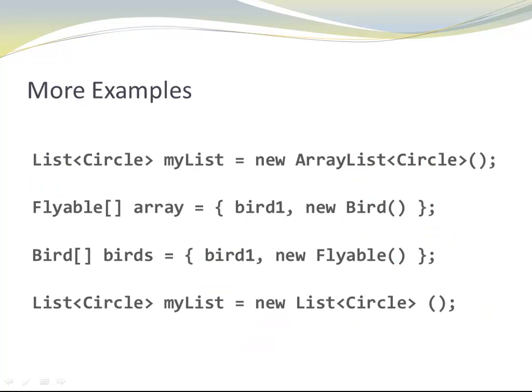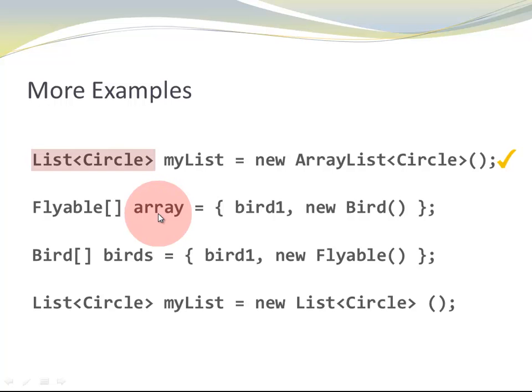Let's look at some more examples. Let's say the first line. Here I have a variable myList. It's of type List of Circles, and I assign it a new ArrayList. List of Circle is an interface type. I assign an instance of a class that implements List. ArrayList implements List, so that works nicely.